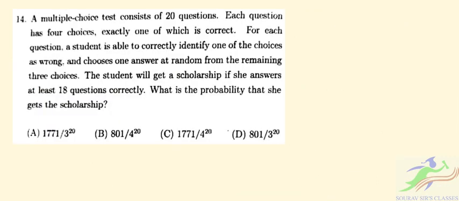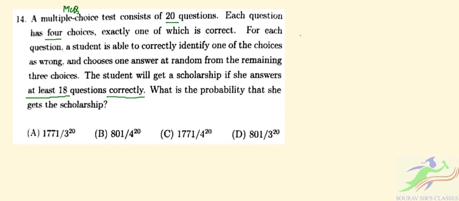Question number 14 is saying that a multiple choice test question consists of 20 questions. This multiple choice test means MCQ. We have these 20 questions, and each question has 4 choices, exactly one of which is correct. So for each question, a student is able to correctly identify one of the choices as wrong and chooses one answer at random from the remaining 3 choices. The student will get a scholarship if she answers at least 18 questions correctly, right? So we have to find what is the probability that the student will get the scholarship.